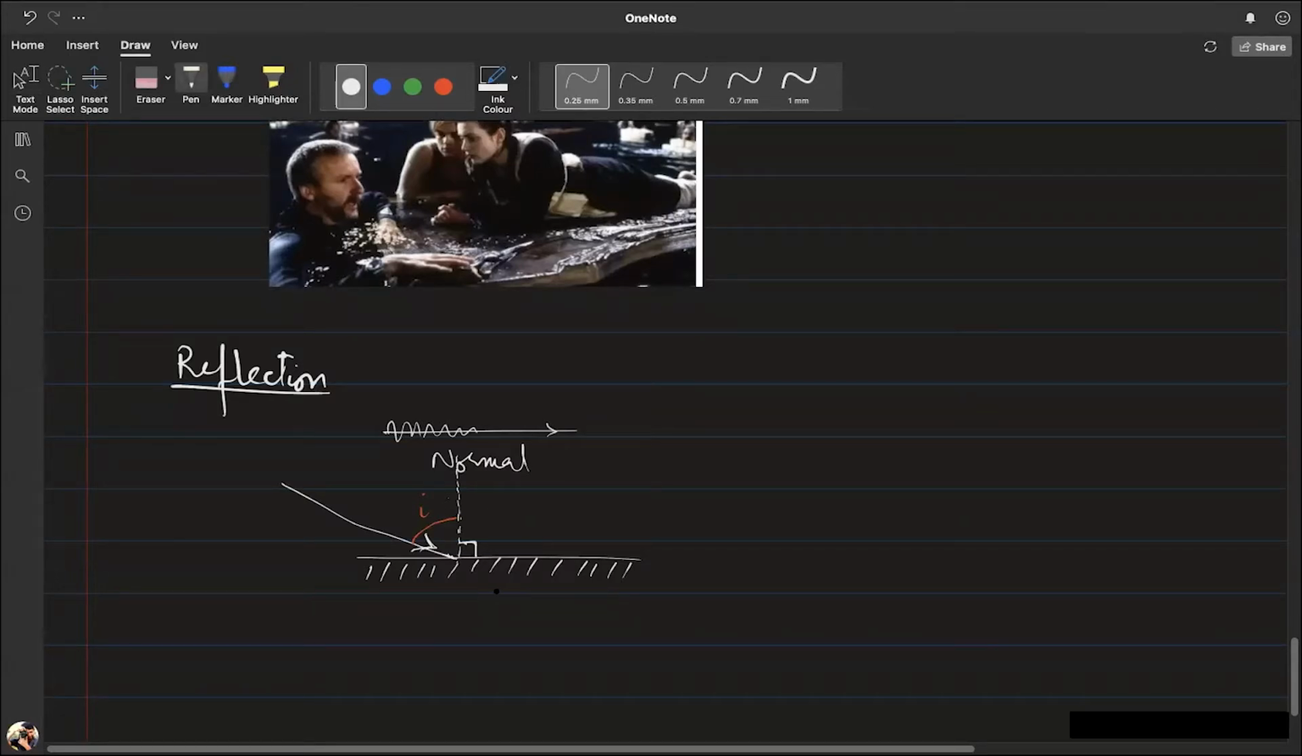How does it reflect? The rule is really simple. The rule is that incident angle is the same as reflected angle. So what it basically says is that it's like a mirror. The angle at which it is incident is the same angle at which it goes back. Okay, so that's exactly how it goes.